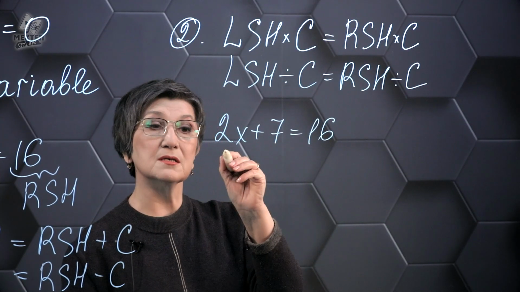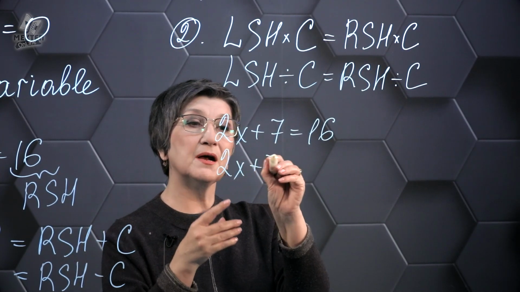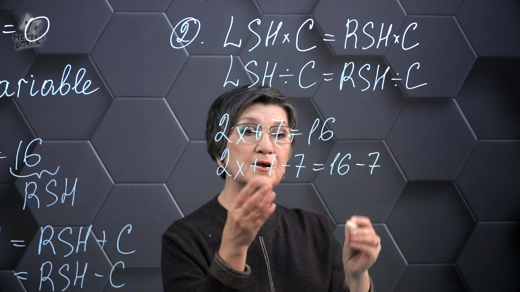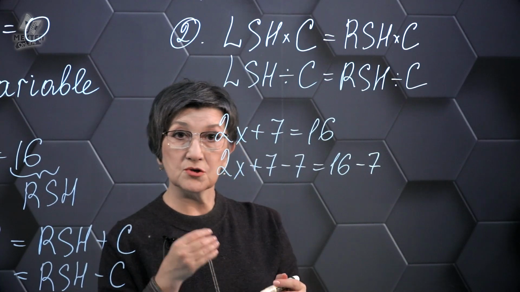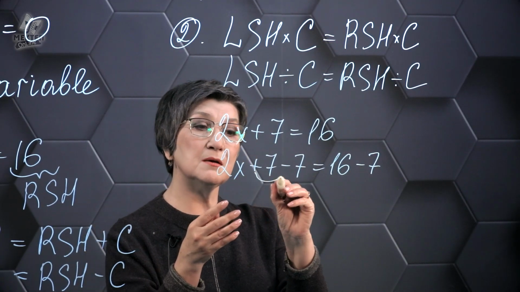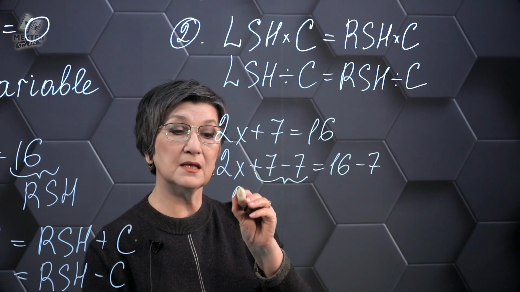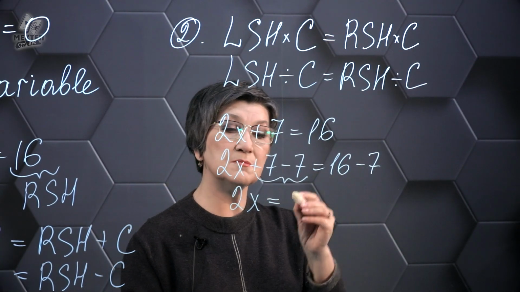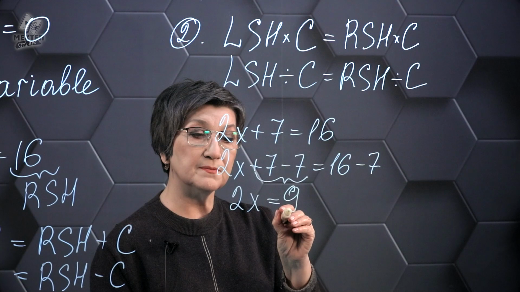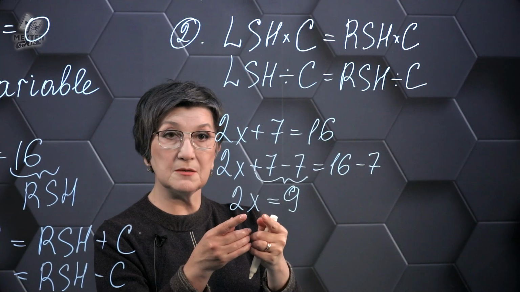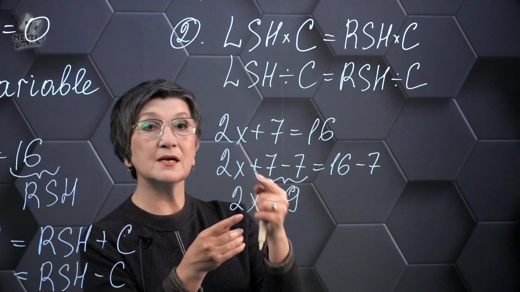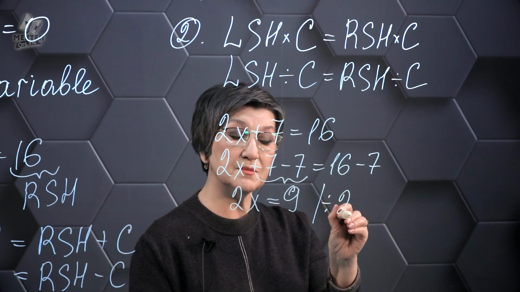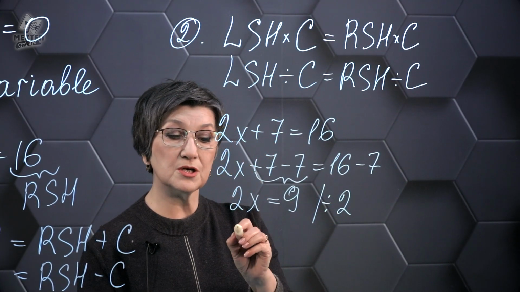What should I do? I will subtract the number 7 from both the right side and the left side of the equation simultaneously. What will I end up with? 7 minus 7 is 0. Then on the left side, we have 2x equals 16 minus 7, which is 9. And now, to find the variable x, I need to divide both the left and right sides by 2. Let's write it down together, what I end up with.